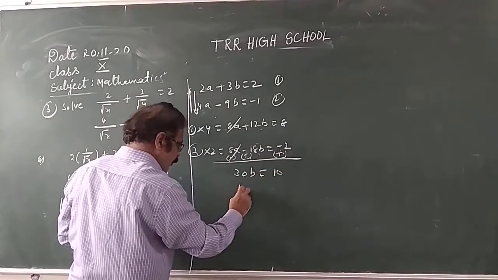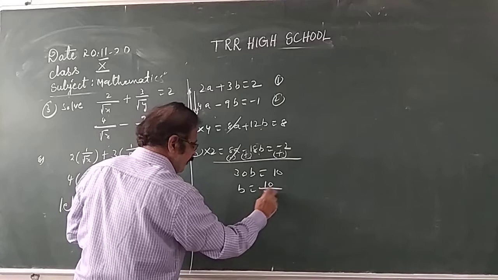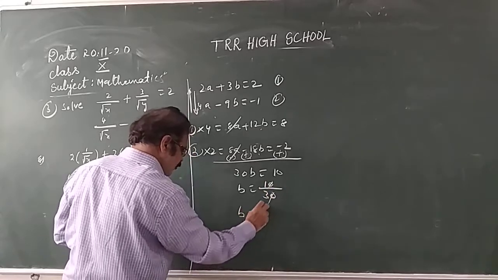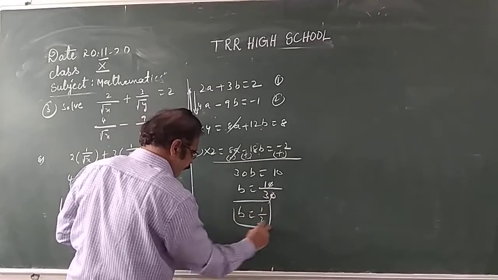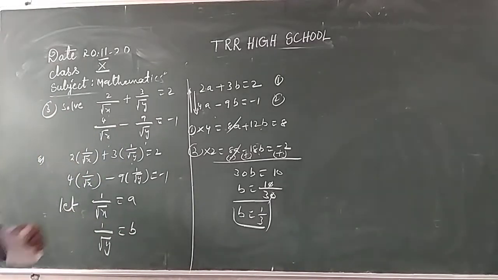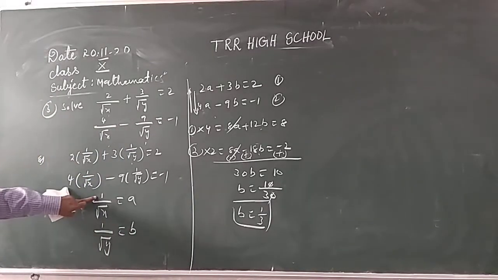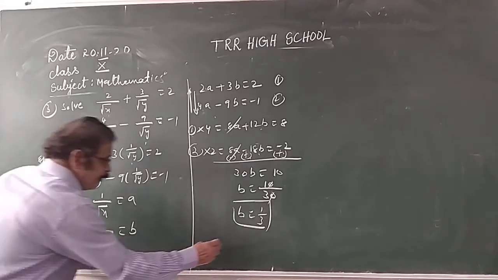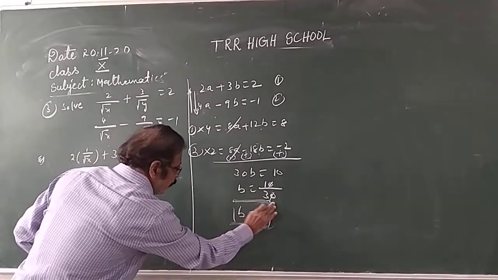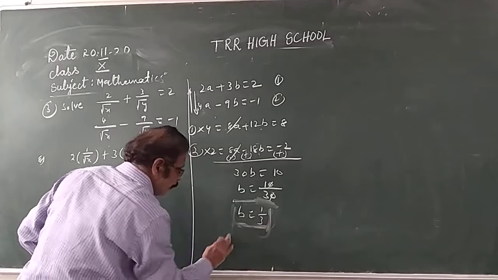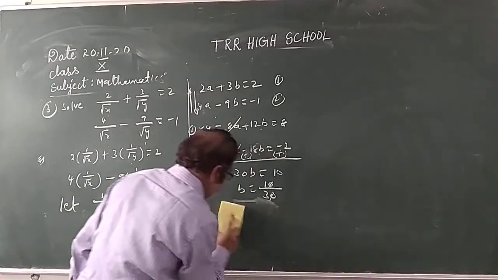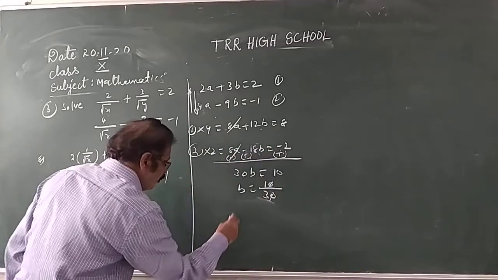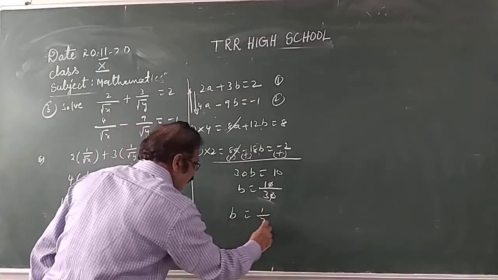So b is equal to 10 by 30. The 0 and 0 cancel. b is equal to how much? 1 by 3. b is equal to 1 by 3. Here itself you can find what b is. What does b mean here? b means 1 by root y. The b value we got here is 1 by 3.